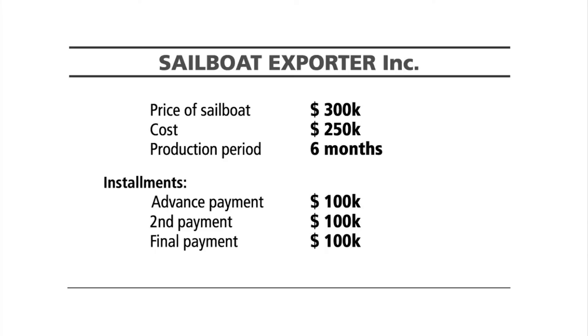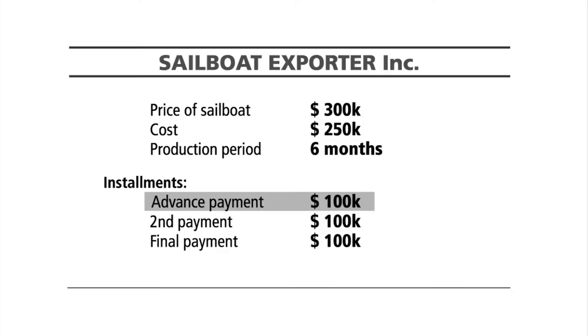So, our exporter now has the financing needed to cover the costs of building the sailboat and has lined up all the suppliers. The contract, however, cannot be signed yet. Let's go back to the payment terms negotiated with the buyer. With the first installment, the buyer agreed to advance the exporter $100,000. This is very good for the exporter, but it did not come without conditions.